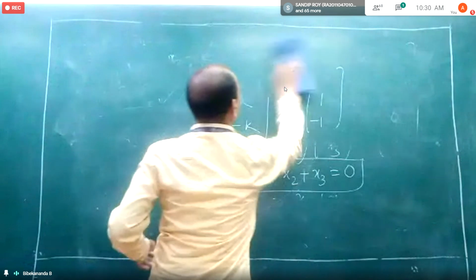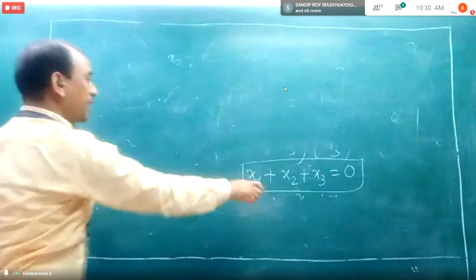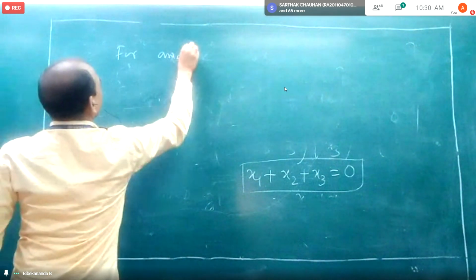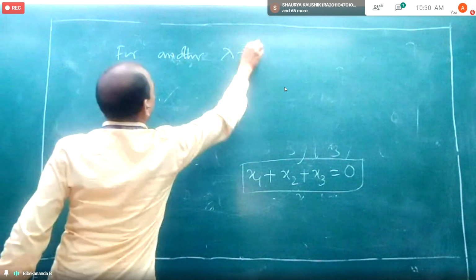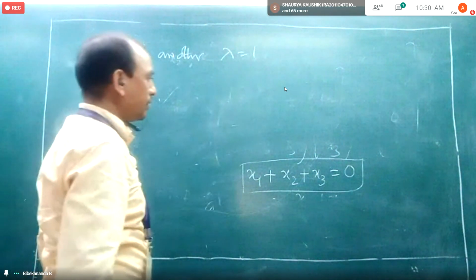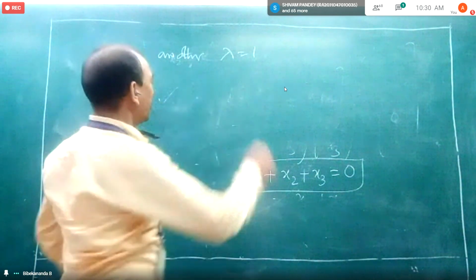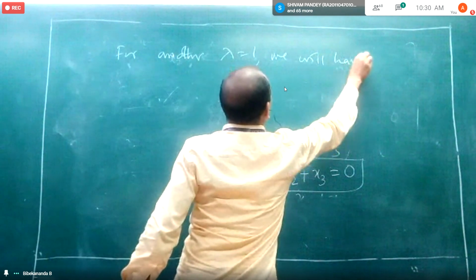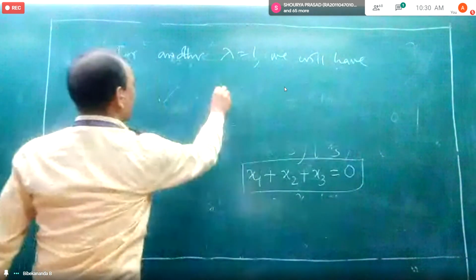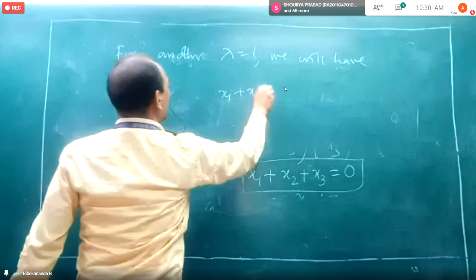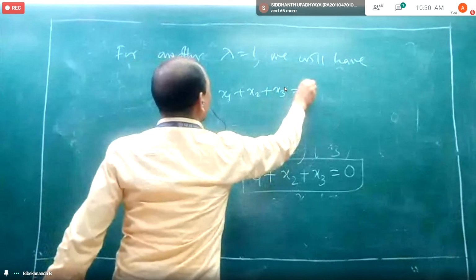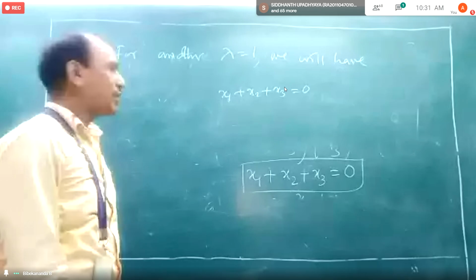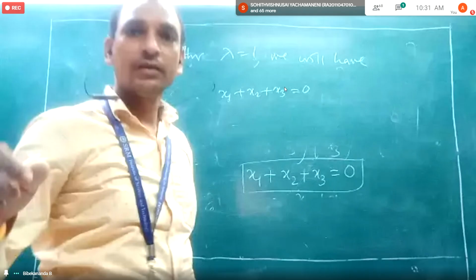For another lambda equal to 1, we will have the same equation. Same thing only we will get.